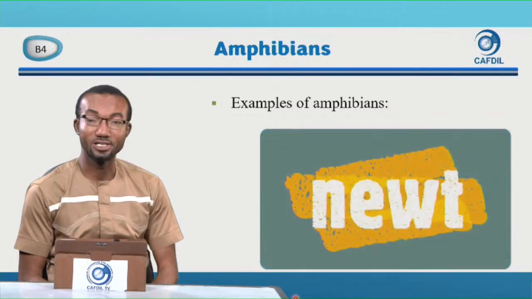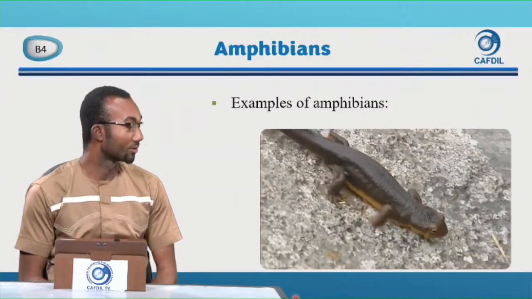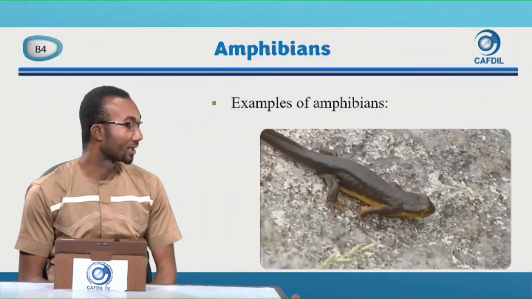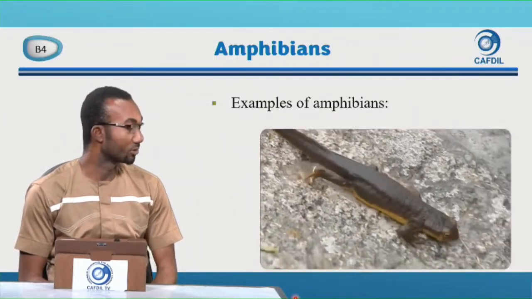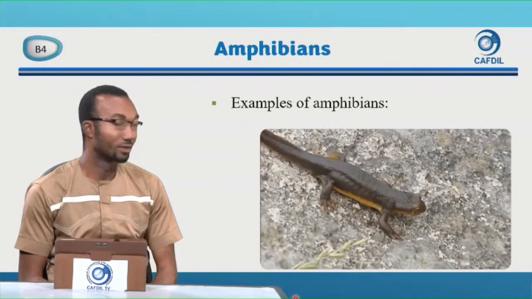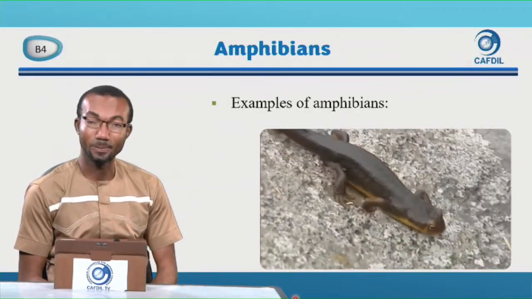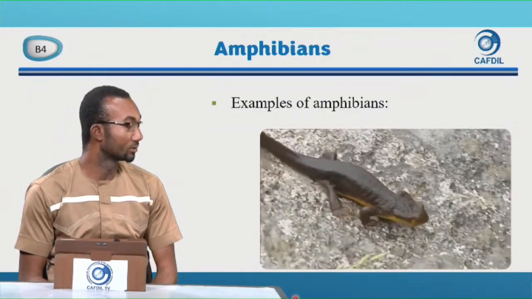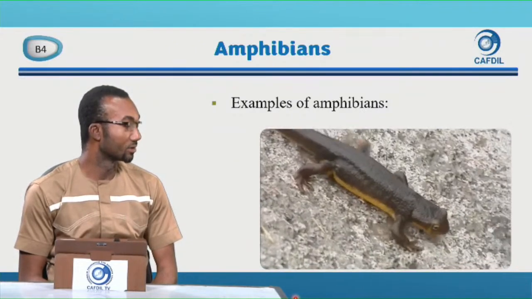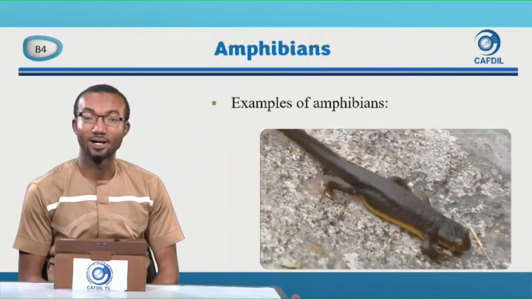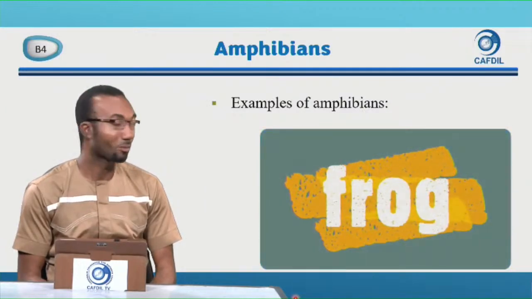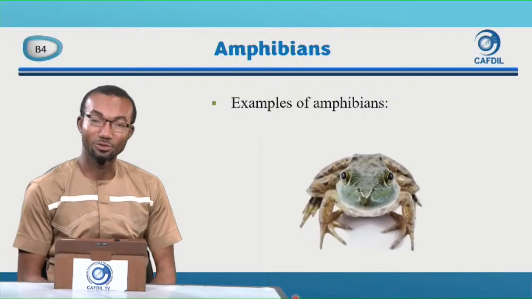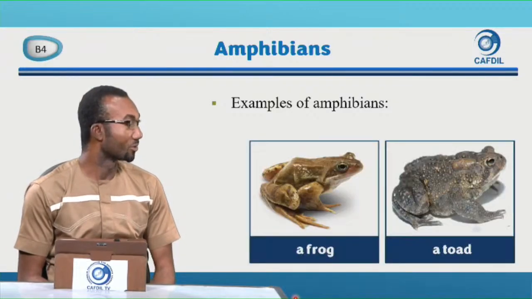The next example is newt. So this is a newt, an example of amphibian. So we looked at a frog, a toad, a salamander, and now newt. A newt is also an example of amphibian. I believe the common ones that we see are toads and frogs. So we looked at a frog and then a toad.